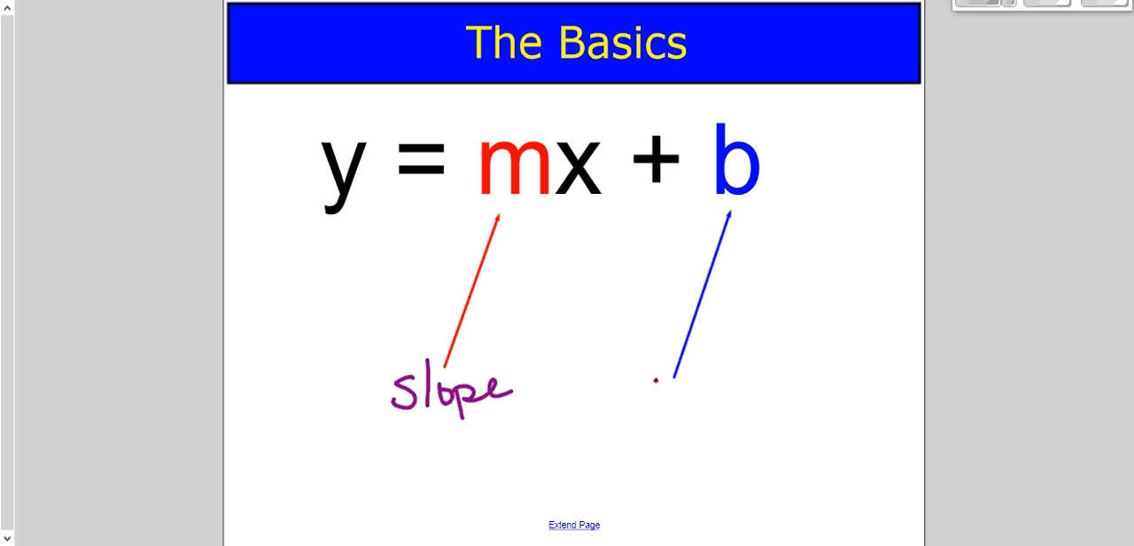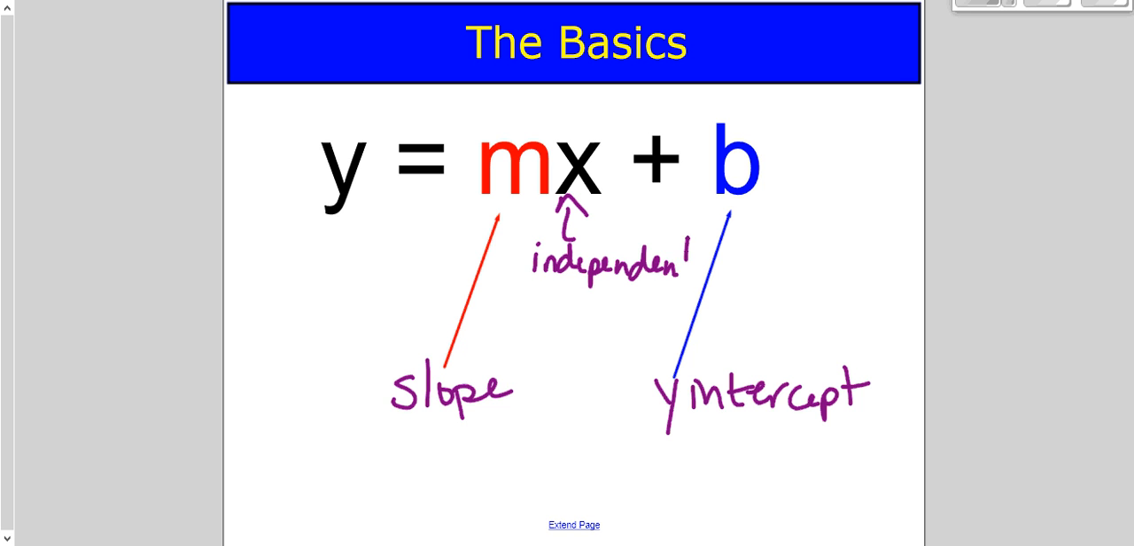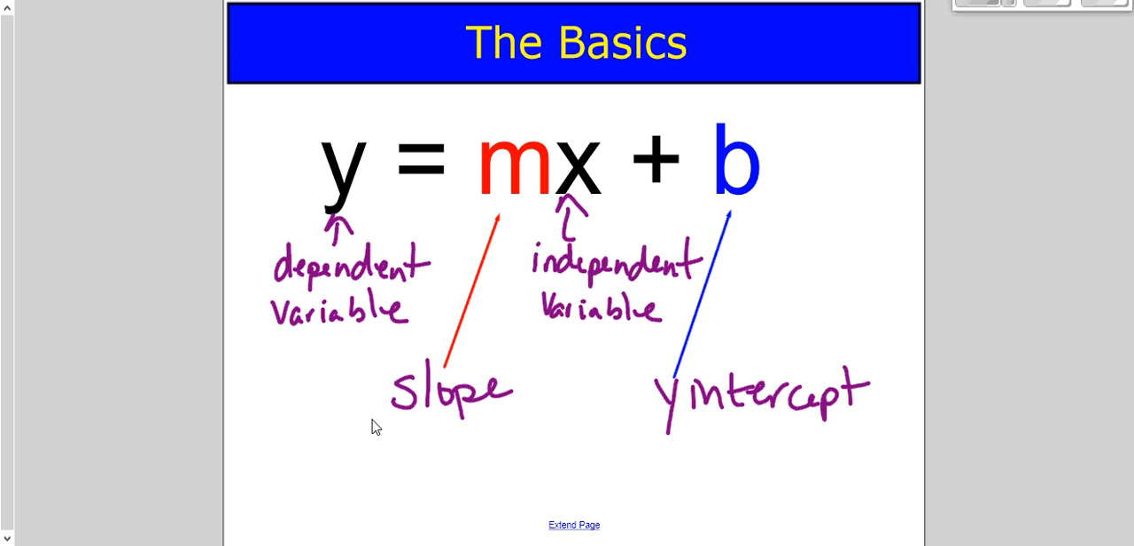And then b, this is our y-intercept. So this is where the line will cross on your y-axis. That's what an intercept means, where it intercepts it. So it's our y-intercept, where it will cross on the y-axis. Just for a little bit more information, this x is our independent variable, a variable that does not rely on anything else. And the y is our dependent variable. And of course, our dependent variable depends on what's going on with our x value. So that's just a few of the basics to get us started.